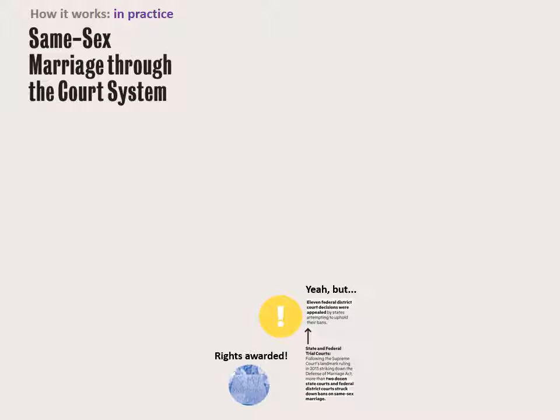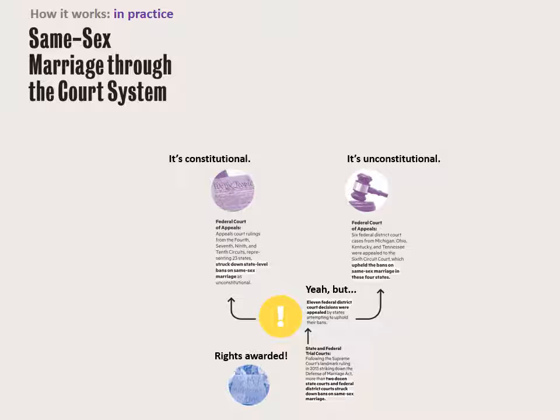But 11 federal district court decisions were appealed by states attempting to uphold their bans. Federal Courts of Appeals rulings from the 4th, 7th, 9th, and 10th circuits represented 23 states and struck down state-level bans on same-sex marriage as unconstitutional. 6 federal district court cases from Michigan, Ohio, Kentucky, and Tennessee were appealed to the Sixth Circuit Court, which upheld the bans on same-sex marriages in those 4 states.